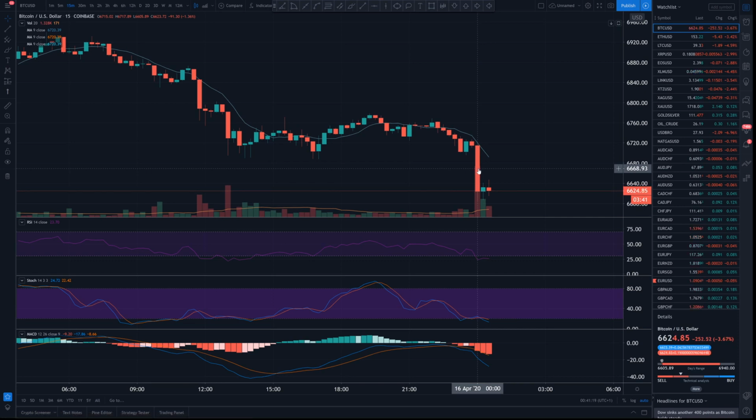We'll keep our cursor here on this candle, and we can see the exact information at the top left, that this candle opened at 6,715 and 2 cents. It reached a high of 67.17 and 89 cents. It reached a low of 66.05 and 89 cents, and closed at the end of that 15 minutes at 66.23 and 72 cents.